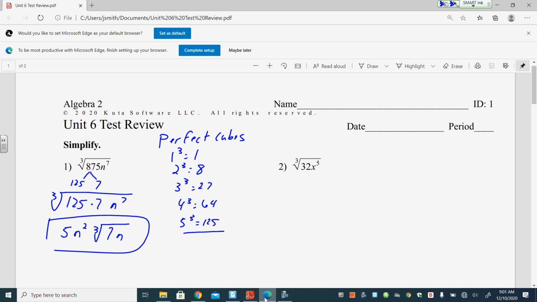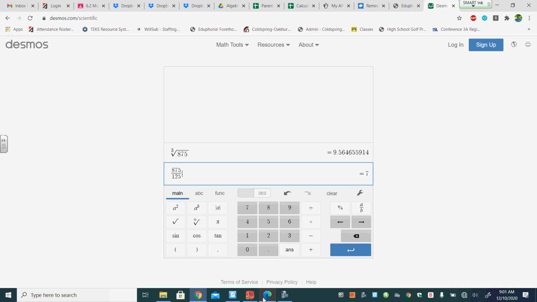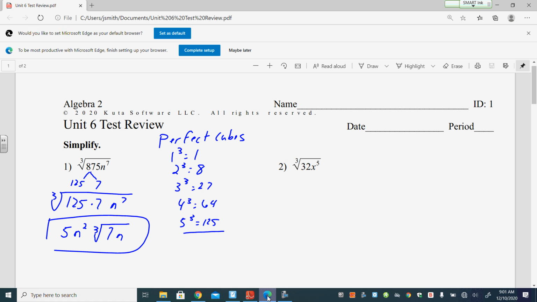So let's do another one. We got 32. Obviously, 32 is not one of our perfect cubes. So I'm going to take 32 and do the same math. So 32 divided by 8. Actually, it came out perfectly with 4. So therefore, 32 will break down into 8 and 4.